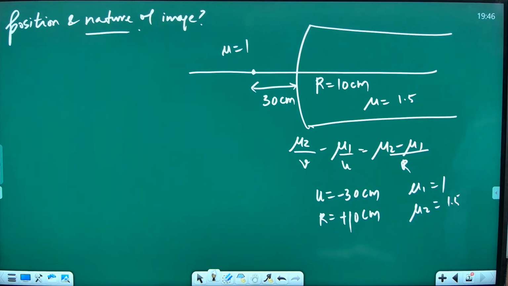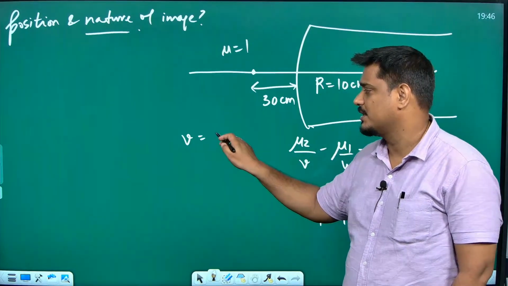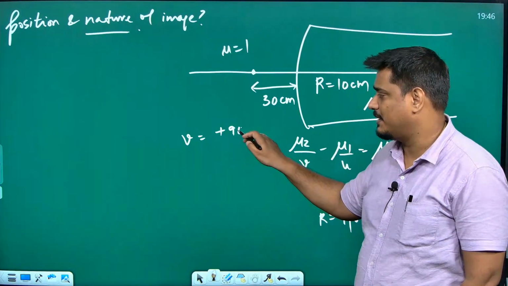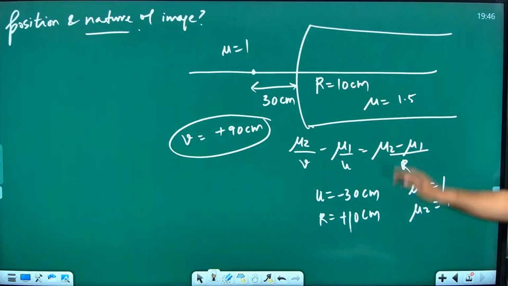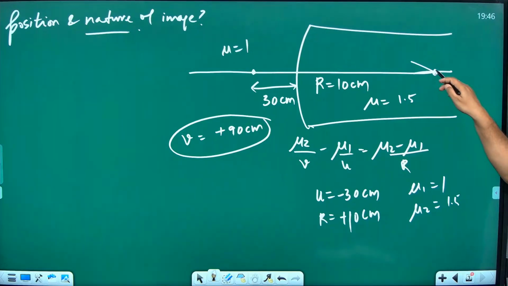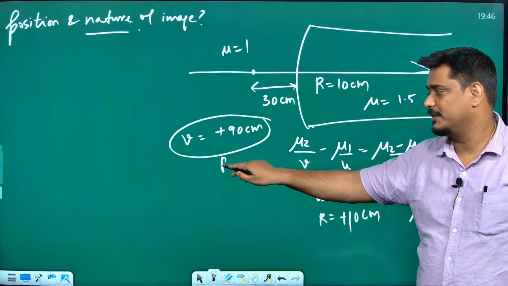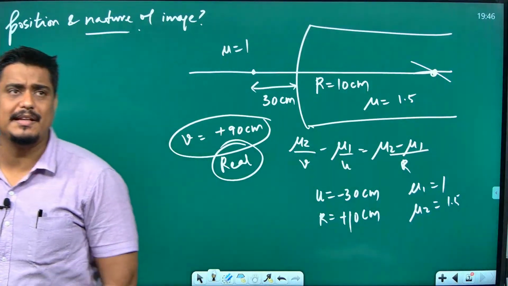Just put in the formula and get the answer. You put in the formula and get the answer, and V comes out as 90, plus 90 centimeter. Since it is plus 90, the image may be forming on this side, so the rays are really meeting to form the image. It must be a real image. Remember that.